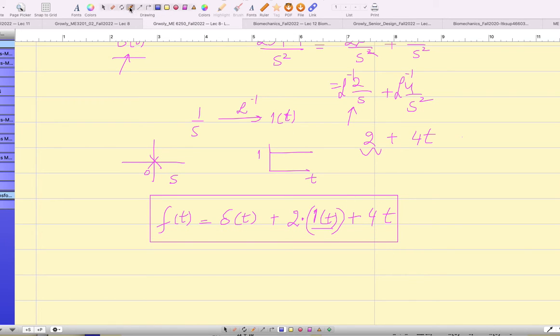Or if you don't need to write it down, it's okay. It's okay if you write down like this. I will still accept this answer.